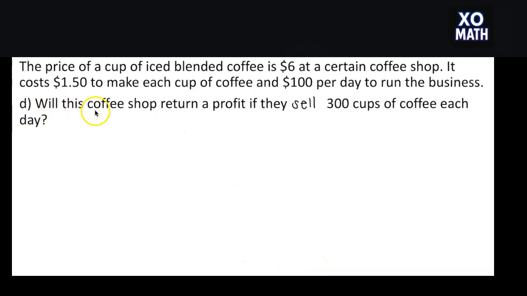Finally, in part D, we're asked, will this coffee shop return a profit if they sell 300 cups of coffee each day? Well, the whole point of building a mathematical model is to use it to calculate different things about the product. So here we know that our profit function from the previous part was equal to 4.5x minus 100, where x is the number of cups of coffee produced and sold. So here we're told that we're going to sell 300 cups of coffee and see what happens. So we're going to substitute 300 into x. So we have 4.5 times 300 minus 100.